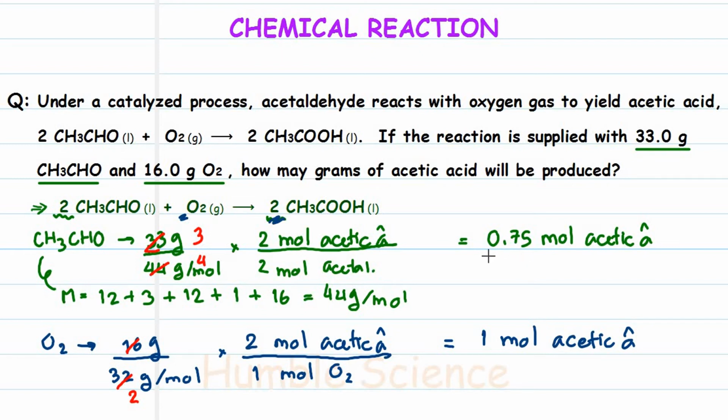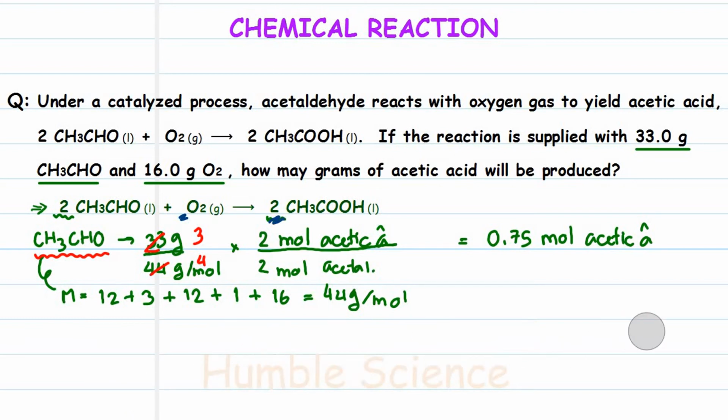That means acetaldehyde gives the lower number of moles, so it is gonna be the limiting reagent. And it's gonna be the one that is used up in the reaction. So the species we are going to use in the calculation is acetaldehyde, not oxygen gas. So I'm gonna erase the oxygen gas for now. Alright. Now we're gonna have to calculate how many grams of acetic acid will be produced from this acetaldehyde.